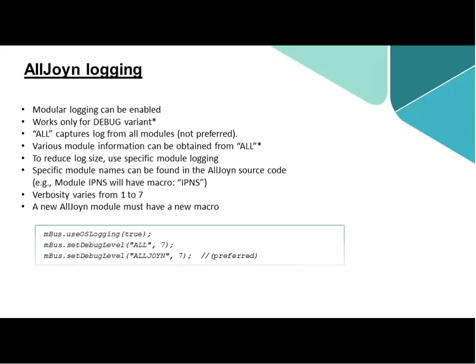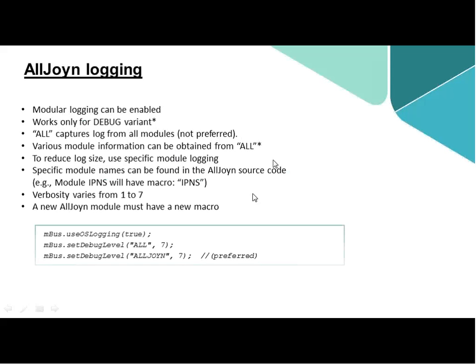Okay, then we come to another important concept, that is the AllJoyn logging. AllJoyn logging works only for the debug variant. There are several modules in AllJoyn, modules that are related to discovery, modules related to session management, session signals, threads, timers, etc. Depending on which module you want to debug, you can enable logging for that particular module. There are macros to do that. I'll show you how to enable logging when you're running a C++ application.